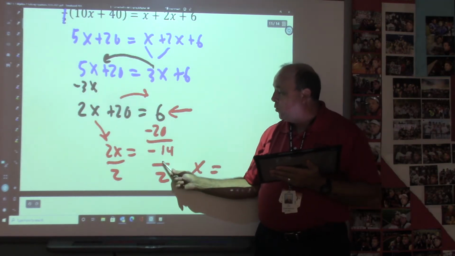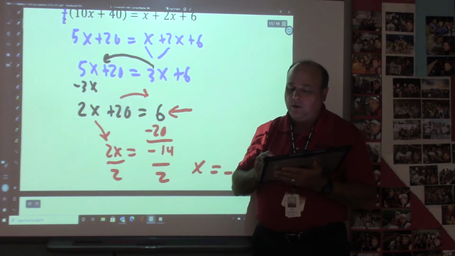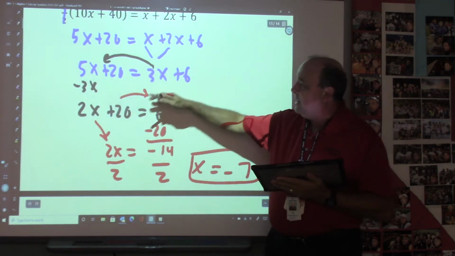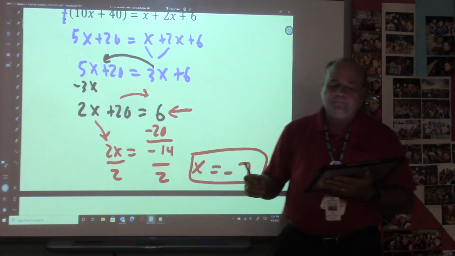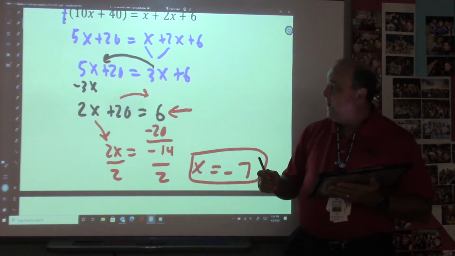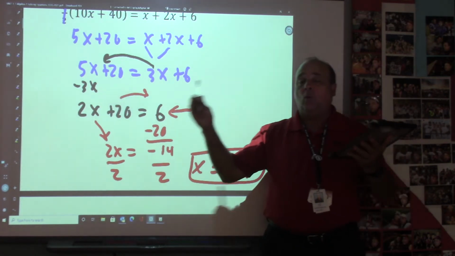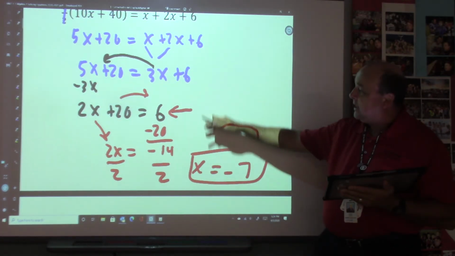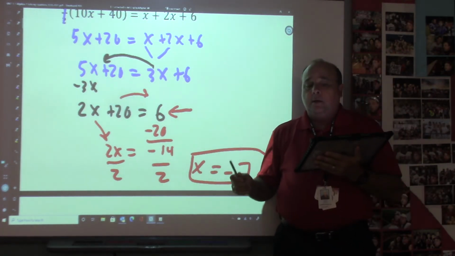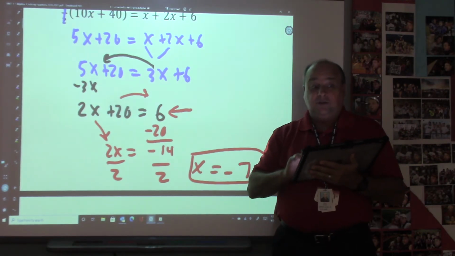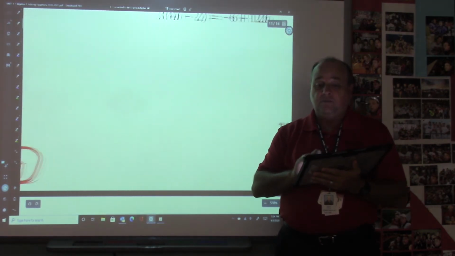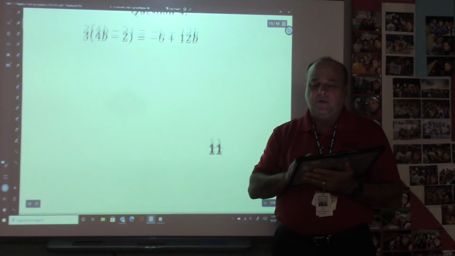If you do negative 14 divided by 2 on the calculator, you'll get negative 7. I need to see these steps. That's more power. If you're watching online, you can pause and catch up, okay? I'm going to try to make these videos as short as I can because I don't want you watching 40 minutes of video. Okay, let's go to the next question.